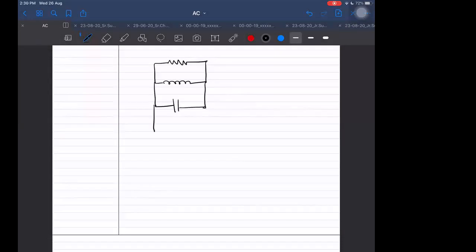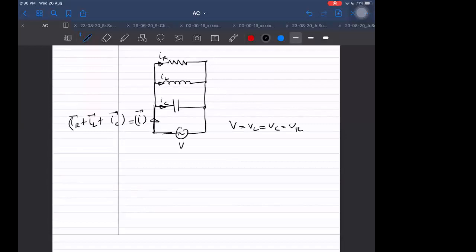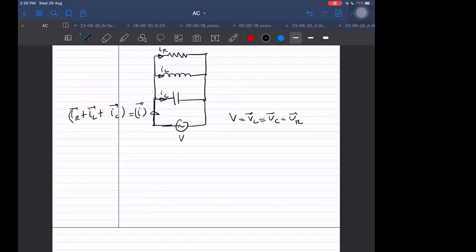Yes, I is equal to IC plus IL plus IR, vector sum. If I have to take I as peak value, or average value, or RMS value, in all these cases I have to take this I as the vector sum of IR plus IL plus IC, or we can say complex number sum. This sum is equal to I. And as far as voltage is concerned, V is equal to VL is equal to VC is equal to VR. All these are equal. So this is how we will do.